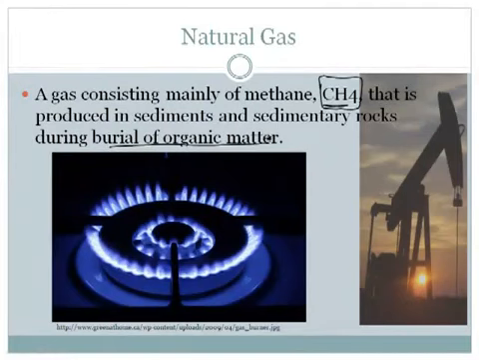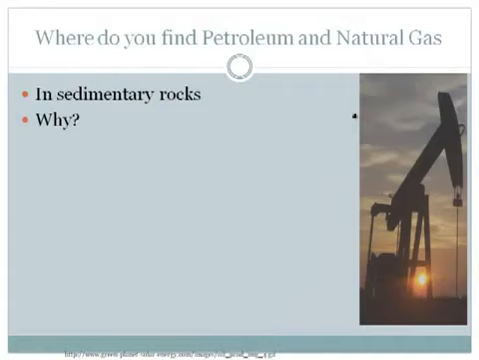Now, one thing you're going to notice about natural gas and petroleum, there's something about sedimentary rocks, and we already learned about this. This picture right here down at the bottom is us burning natural gas. If you've got a gas stove, it burns natural gas most likely. That's the most common thing. Now, where do you find petroleum and natural gas? Well, first of all, you find them in sedimentary rocks. That's right, they find it in sedimentary rocks.